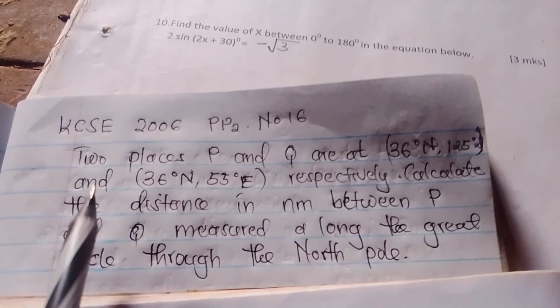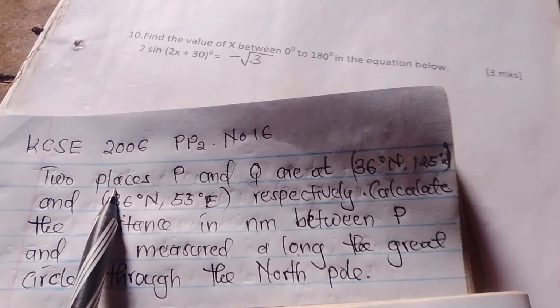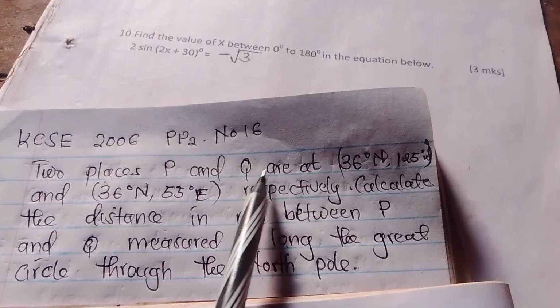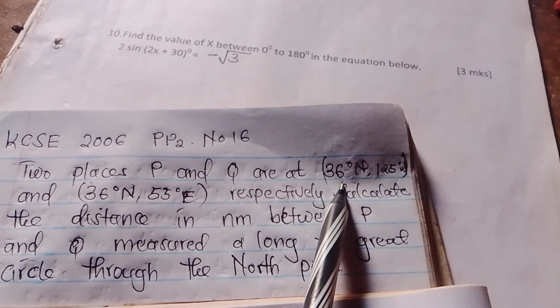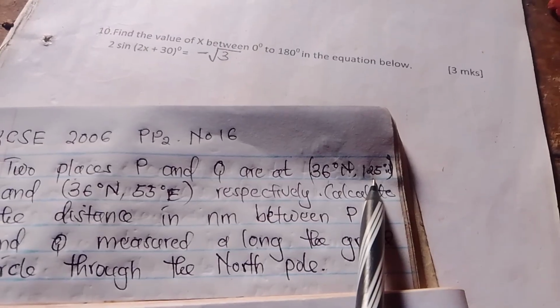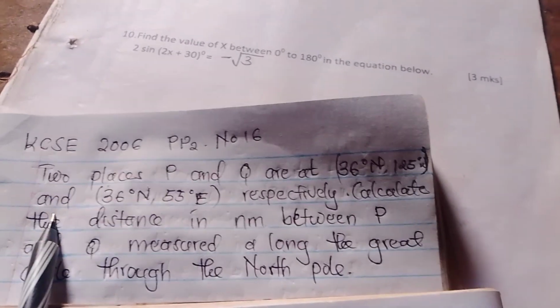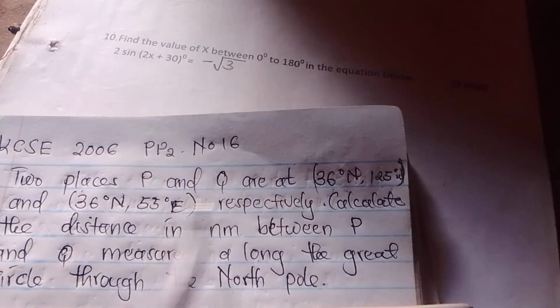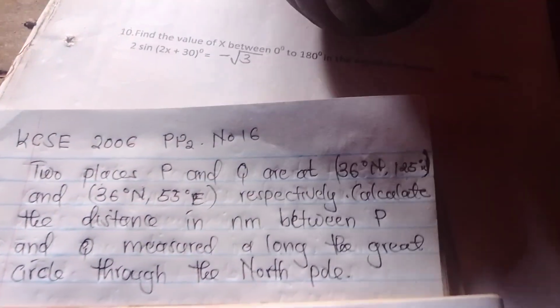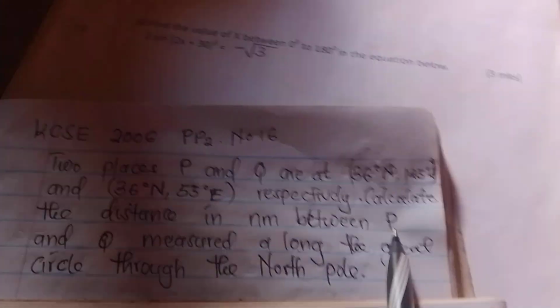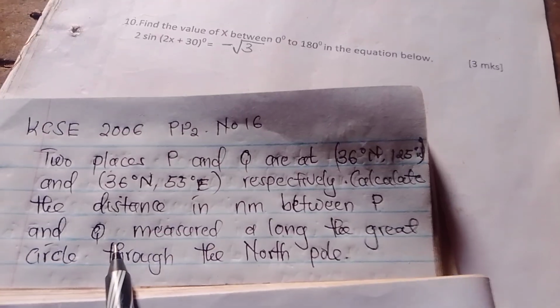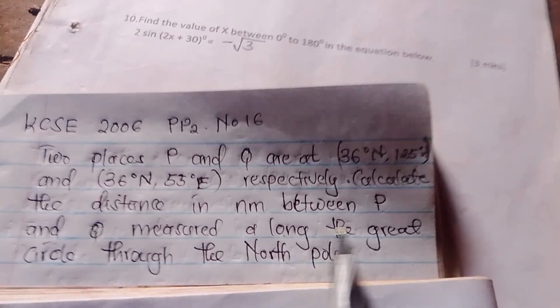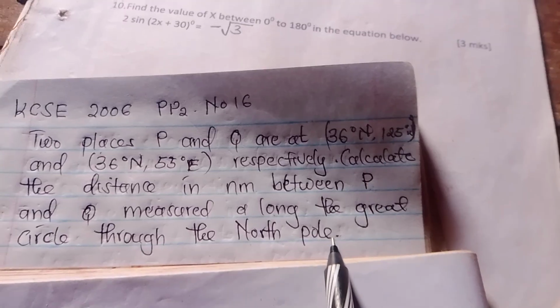The question says two places, P and Q, are at 36 degrees north, 125 degrees west, and 36 degrees north, 55 degrees east, respectively. Calculate the distance in nautical miles between point P and Q, measured along the great circle through the North Pole.